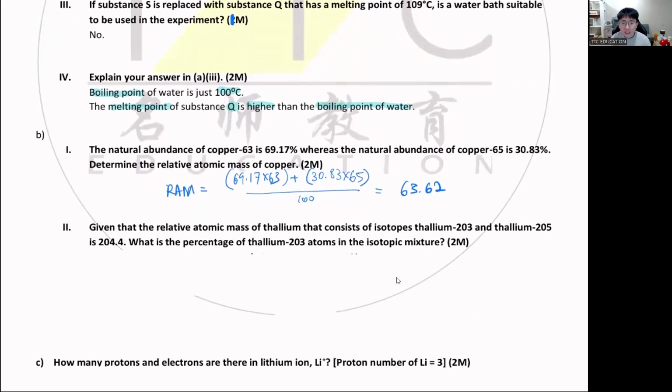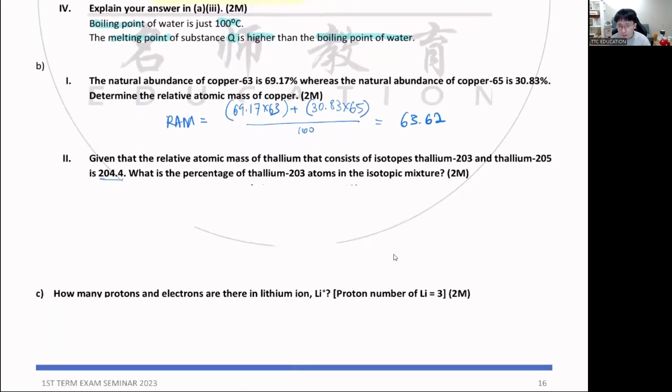Okay, and then guys, there is another similar calculation where they give you the isotope relative atomic mass. They ask you to calculate the percentage of the 203 and 205. So guys, this one is a similar question to what you saw just now. So I would like to skip this, because I want to do other questions. This one you just apply the simultaneous equation method. So the B2 I leave it to you.